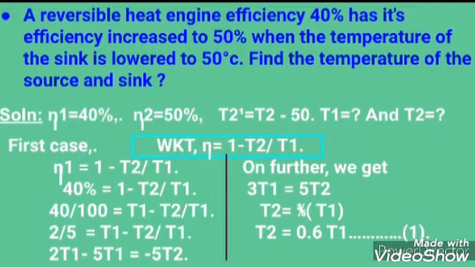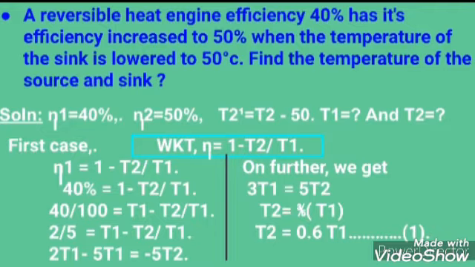Here, the temperature of the source is constant in both cases. So, first we calculate for the first efficiency, eta 1. Eta 1 is equal to 1 minus T2 by T1. By substituting the value of eta 1, we get 2T1 minus 5T1 is equal to minus 5T2. On further calculation, we get 3T1 is equal to 5T2. T2 is equal to 3 by 5 into T1. We know the value of 3 by 5 is 0.6. Hence, T2 is equal to 0.6 T1. This is noted as equation 1.